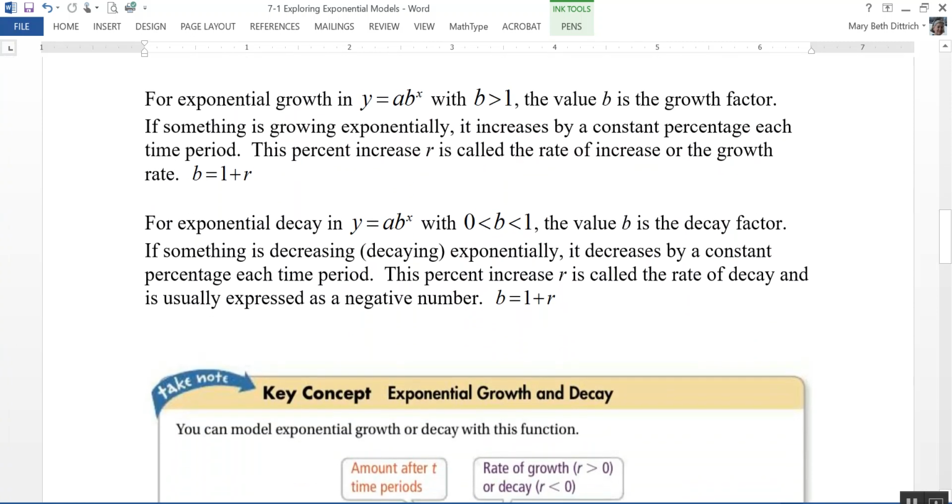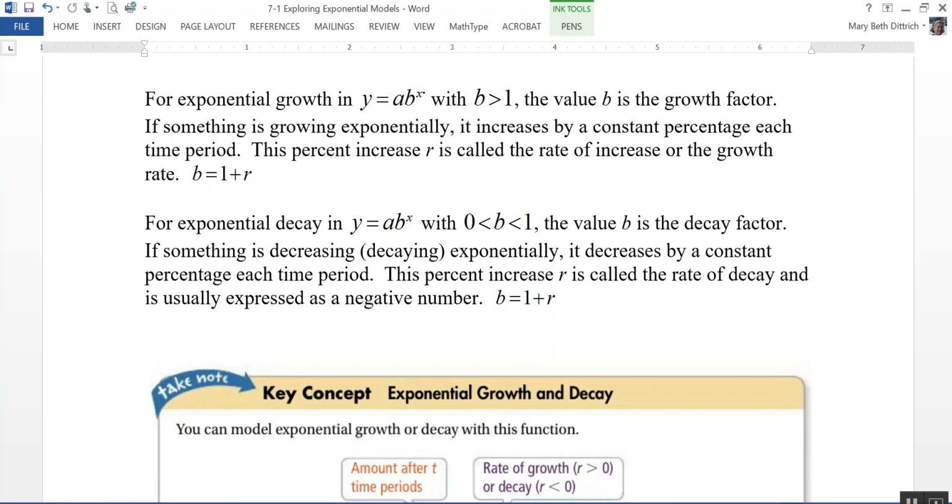For exponential growth in the equation y equals ab to the x, with b greater than 1, the value b is called the growth factor. If something is growing exponentially, it increases by a constant percentage each time period. This percent increase, r, is called the rate of increase or the growth rate, and b is equal to 1 plus r, the growth rate.